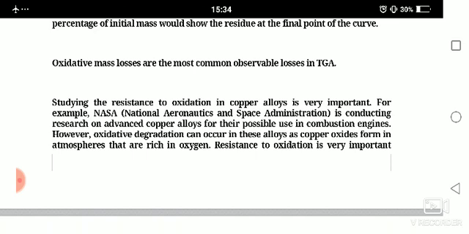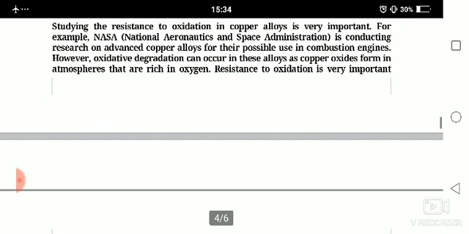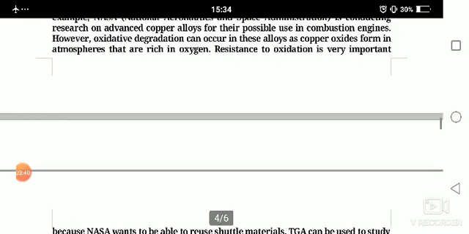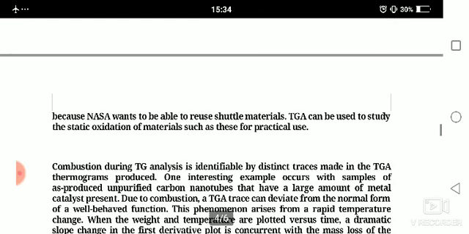Studying the resistance to oxidation in copper alloys is very important. For example, NASA is conducting research on advanced copper alloys for possible use in combustion engines. However, oxidative degradation can occur in these alloys as copper oxides form in atmospheres rich in oxygen. Resistance to oxidation is very important because NASA wants to be able to reuse shuttle materials.